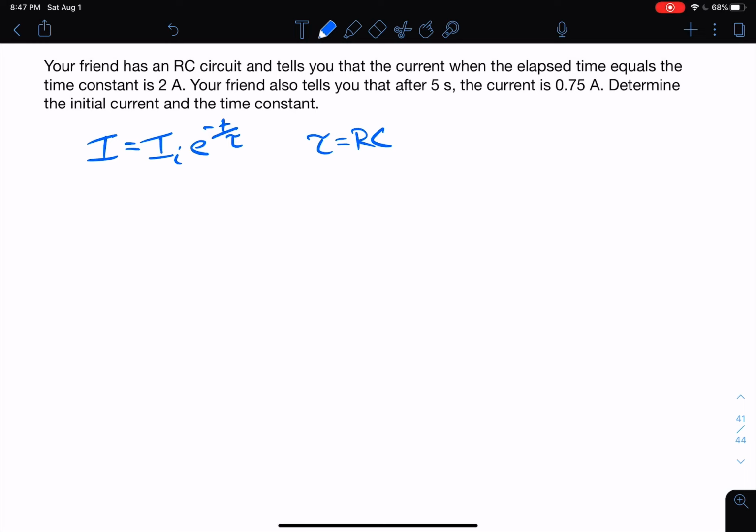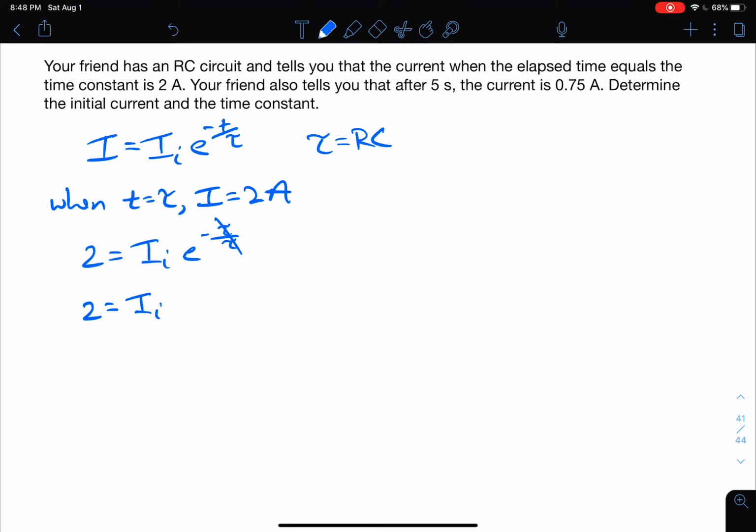Now in this case, we are told that when t equals tau, the current is 2 amps. Okay, so plugging that into the formula, 2 equals I initial times e, and t becomes tau. So, of course, tau over tau cancels, and I'm left with 1, but then I've got the minus sign in front, so this is e to the minus 1.